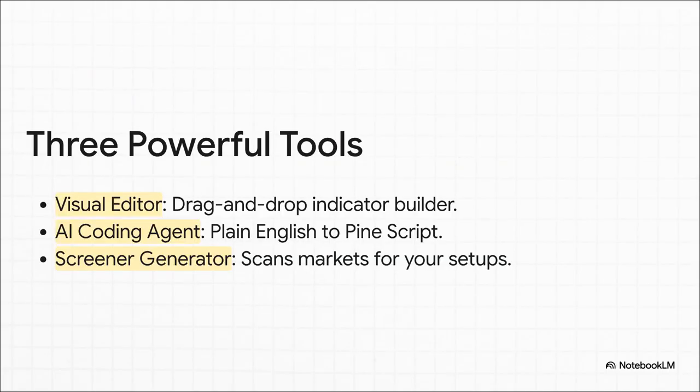The whole platform is really built around 3 powerful tools. First, there's a visual editor, where you can build indicators just by clicking and dragging. Second, you have an AI coding agent that can actually understand your strategy when you just type it out in plain English. And third, there's a screener generator, so you can find your exact setup across the whole market. Let's take a quick look at each one.